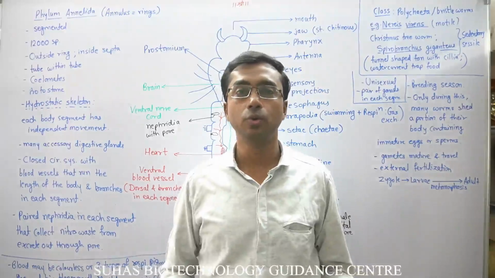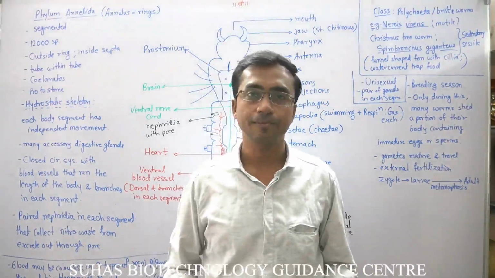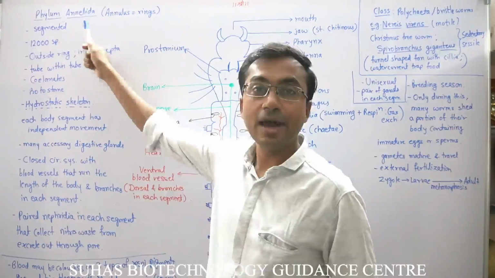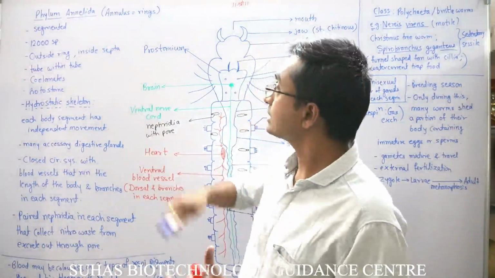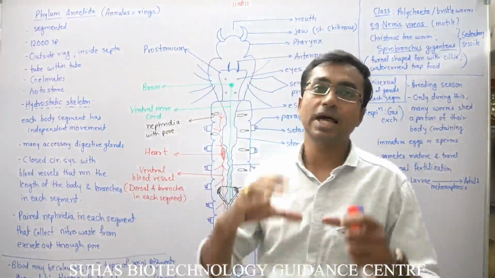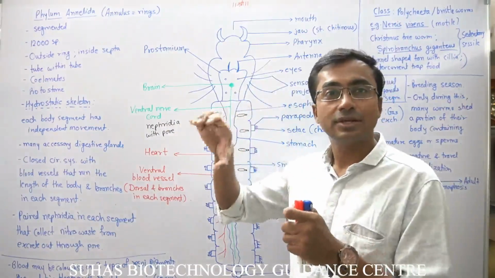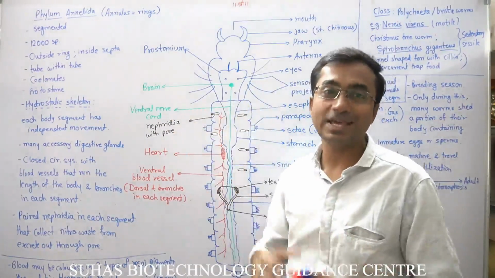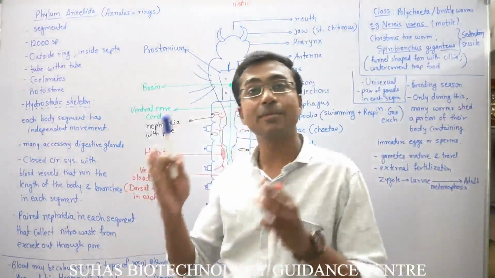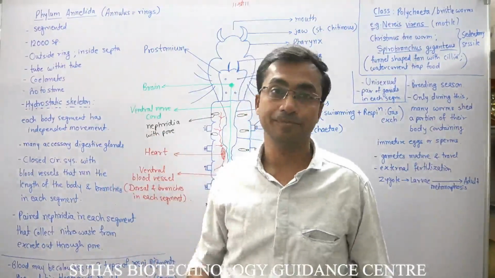Let's move forward towards another important phylum in kingdom Animalia, and the phylum is Phylum Annelida. Annulus means rings. Their complete body is highly segmented and has many rings which are seen externally. But not only is it segmented externally, it is also segmented internally.